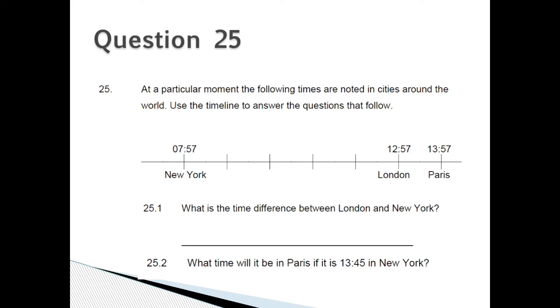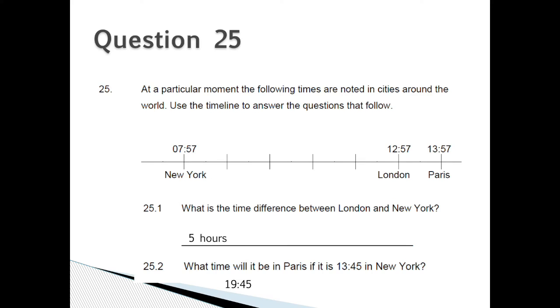Question 25. At a particular moment, the following times are noted in cities around the world. Use the timeline to answer the questions that follow. At 7:57 in New York, it is 12:57 in London, and it is 13:57 in Paris. 25.1. What is the time difference between London and New York? And 25.2. What time will it be in Paris if it is 13:45 in New York? The time difference between London and New York is 5 hours, and the time in Paris, if it is 13:45 in New York, will be 13:45.